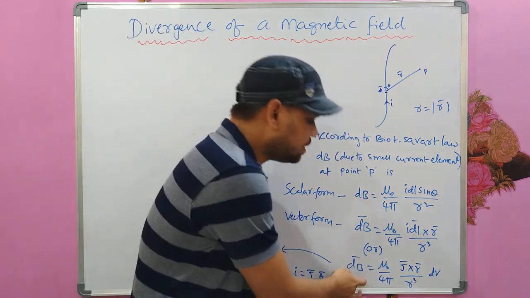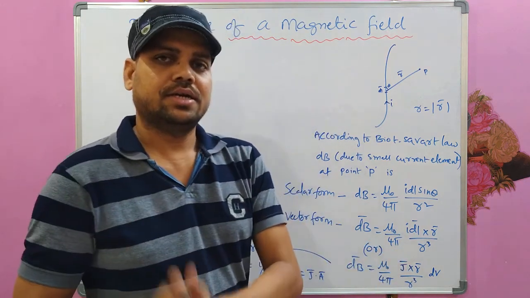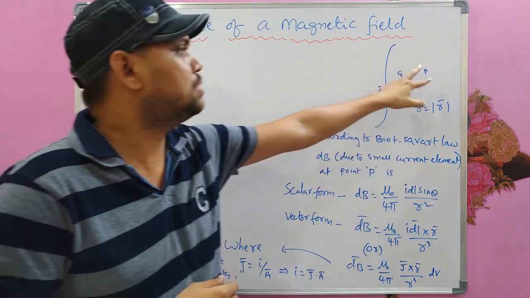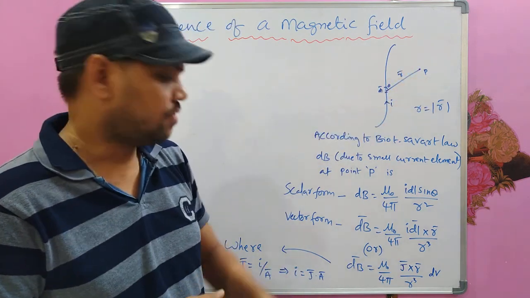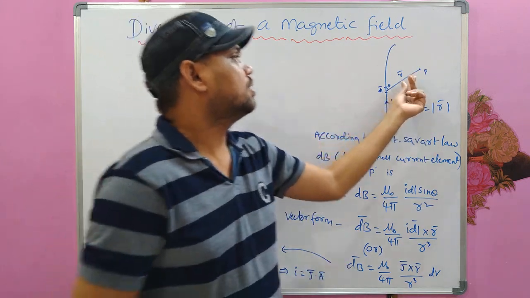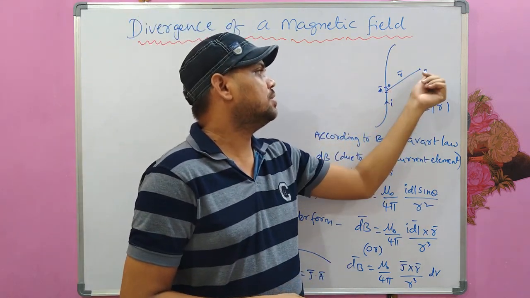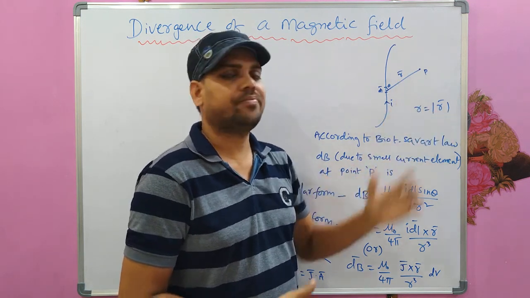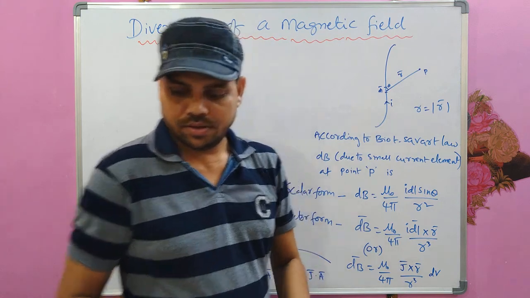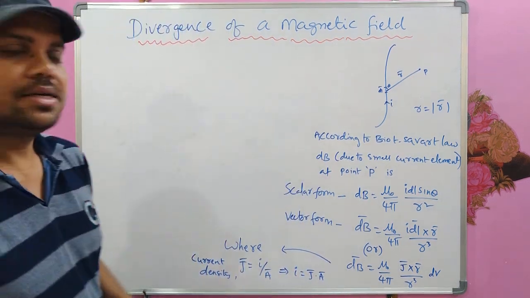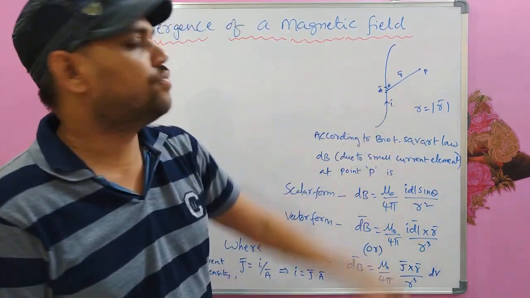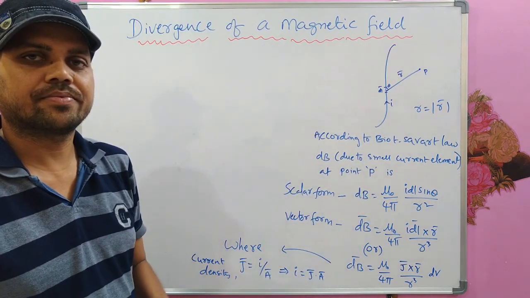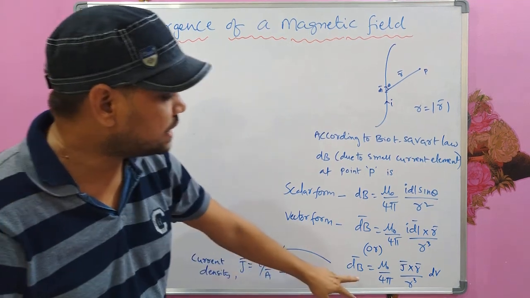So this is the magnetic field due to a small current element dl at this point P. What is R here? R is this distance from the current element to the point P, the modulus of R bar. If I want the total magnetic field produced by this current carrying wire, then I have to integrate this.